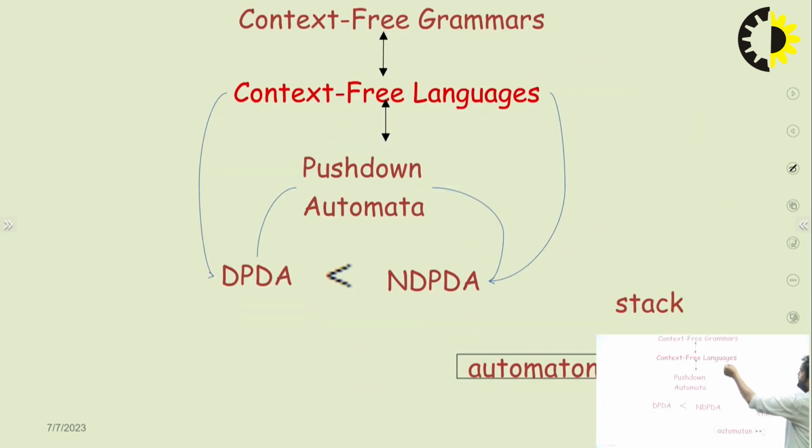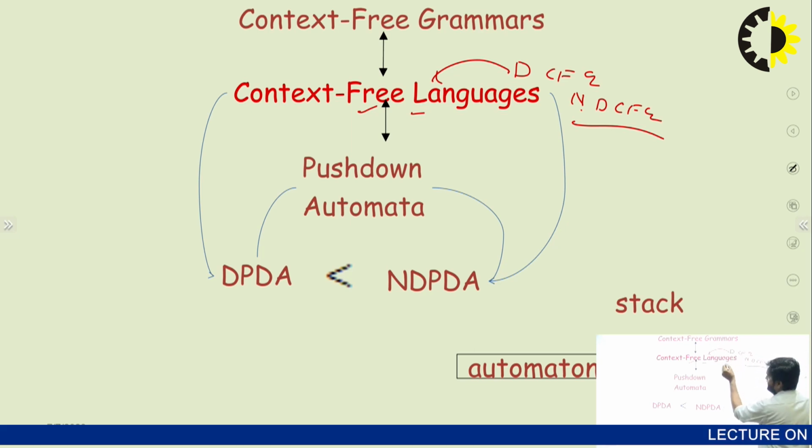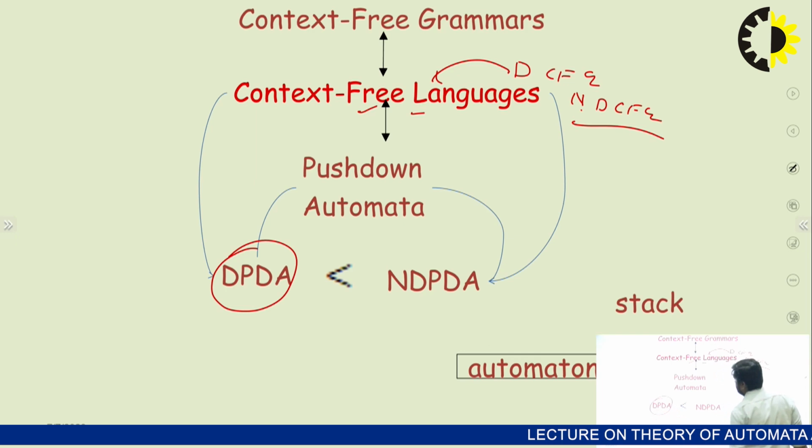Now we discuss that a context free grammar generates context free languages, and context free languages are accepted by the pushdown automata. Pushdown automata are classified into two types on the basis of the language: deterministic context free grammar and non-deterministic context free grammar. A deterministic context free grammar generates deterministic context free languages, and a non-deterministic context free grammar generates non-deterministic context free languages. A DCFG is accepted by the deterministic pushdown automata.